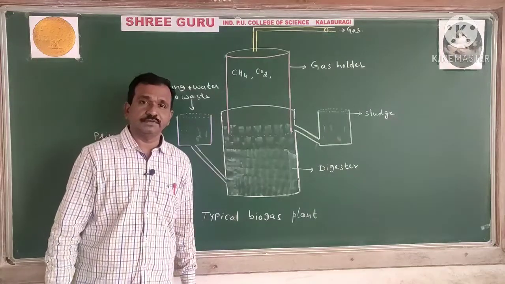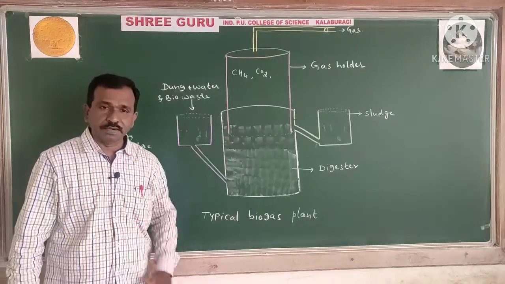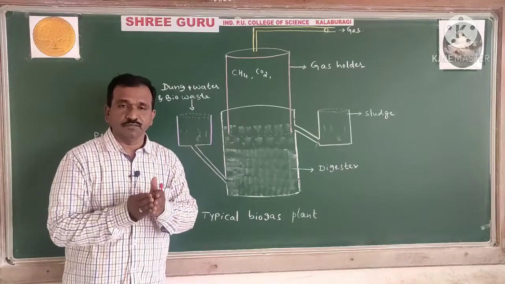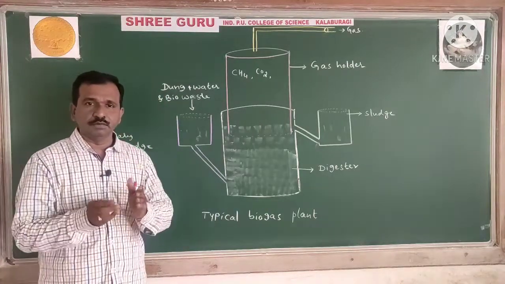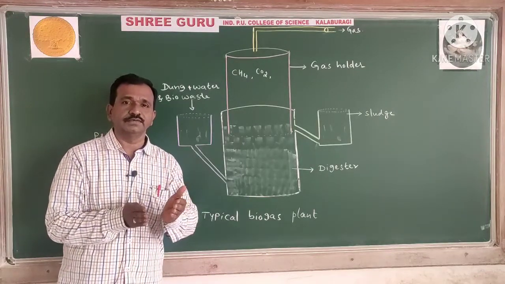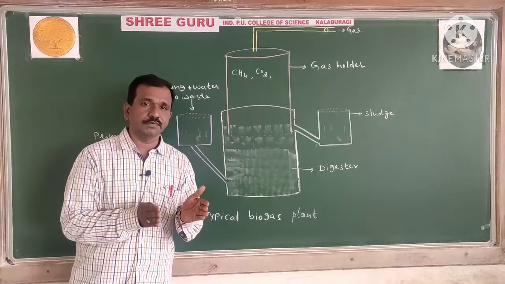The primary sludge is produced mainly by the primary treatment. After completion of the primary treatment, the effluent is called primary sludge. How does the primary treatment take place? By means of sedimentation as well as sequential filtration. This we have studied in the previous class.